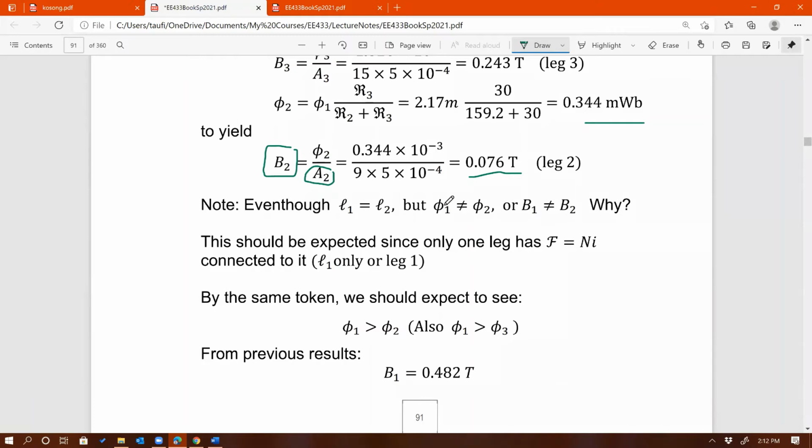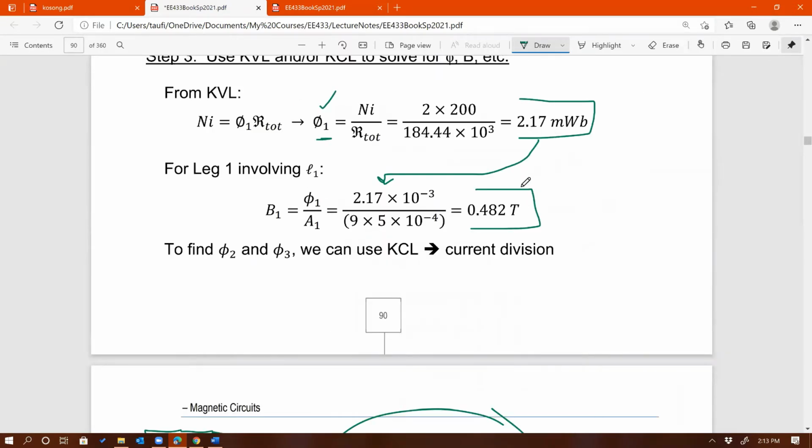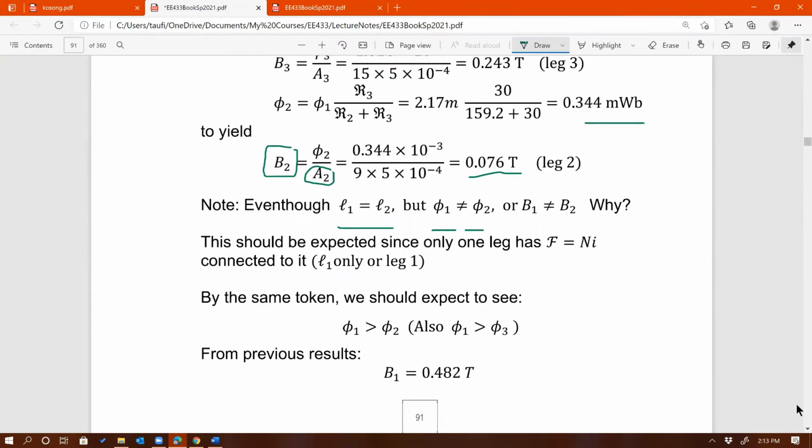So here I ask, even though L1 is equal to L2 due to the symmetry, we can see that flux 1 is not equal to flux 2, right? What was flux 1 again? That's the total flux, right? What is it? 2.17 milliweber. So why is that?